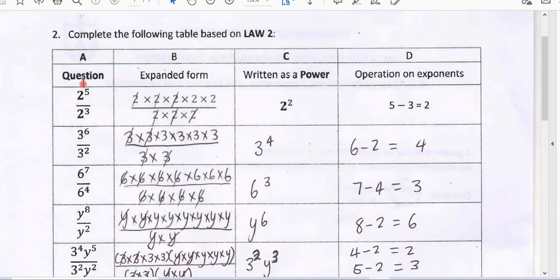So when you are dividing powers with the same bases, you write down the base and you subtract the power. So 5 minus 3 will give you an answer of 2.